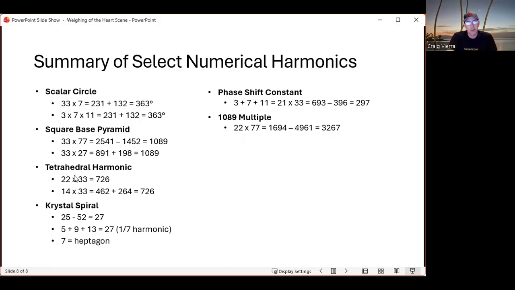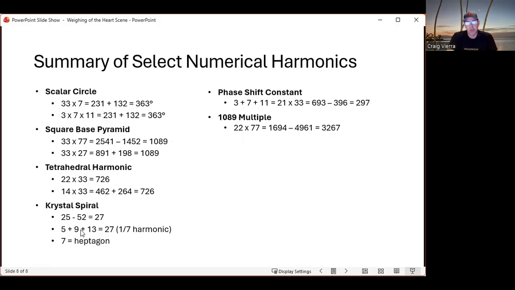Then the tetrahedral harmonic, 22 times 33, you get 726. And then here with the mere addition, 14 times 33, you get 462 plus its mirror 726. So you're seeing again the tetrahedron showing up, the fundamental unit for packaging space. The square base pyramid, this is like in Egypt, what's sticking above the ground, the square base and four triangular sides. This is showing up. The scalar circle is showing up. The crystal spiral is showing up here.